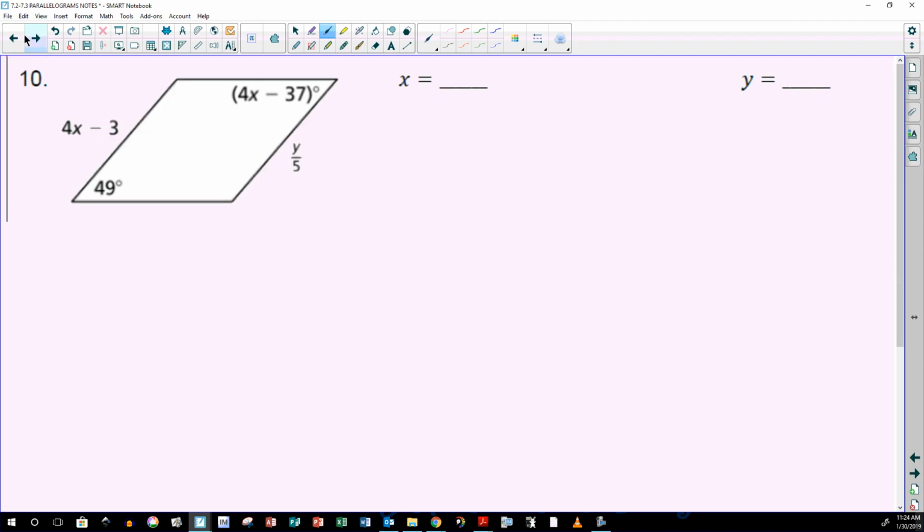All right, so what do we know? I know that opposite sides are congruent, and I know that opposite angles are congruent. So 4x minus 37 is equal to 49. I also know that 4x minus 3 is equal to y over 5. So I'm going to find x so I can plug it in and find y.